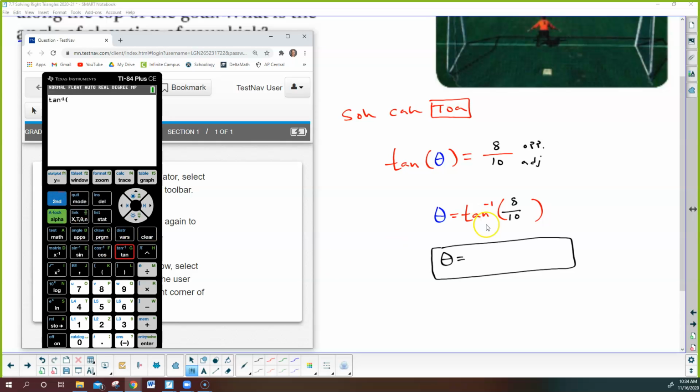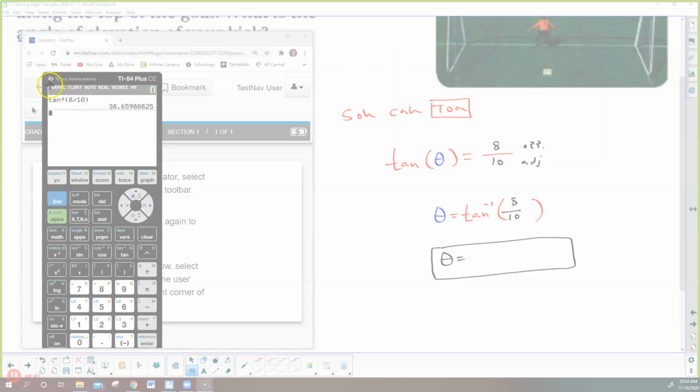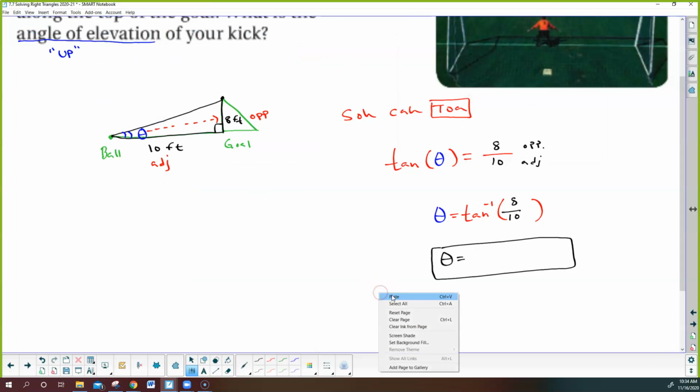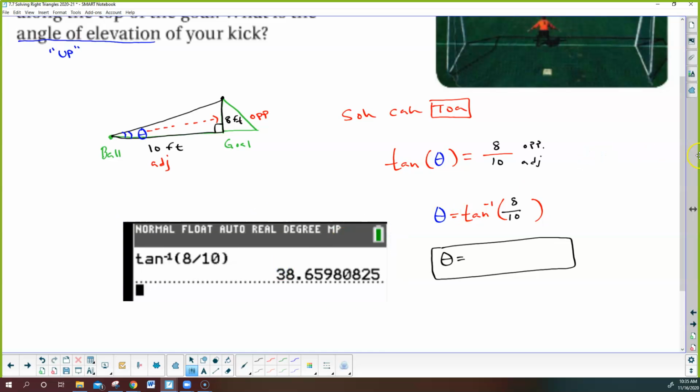So if you have that, tangent inverse, 8 divided by 10, finish the parentheses, hit enter. And there's our answer. You need to kick the ball at an angle of 38 point, ooh, we've got to be careful when we round, 660. And then I should indicate that that's degrees. That's the angle that this kick needs to lift up off the ground.